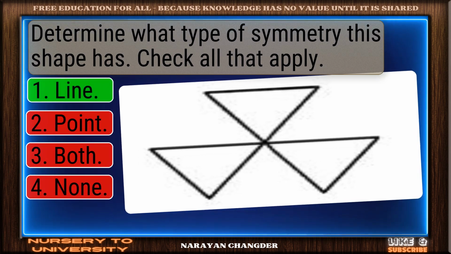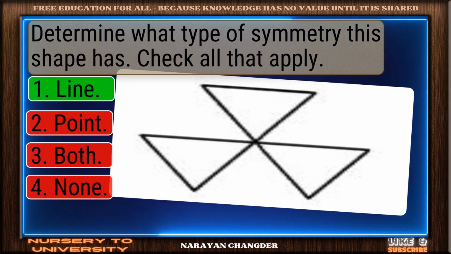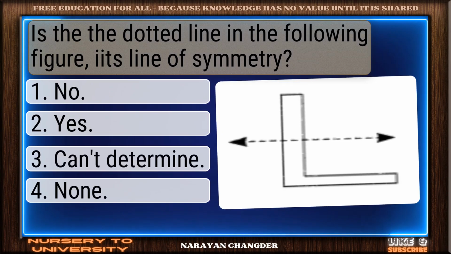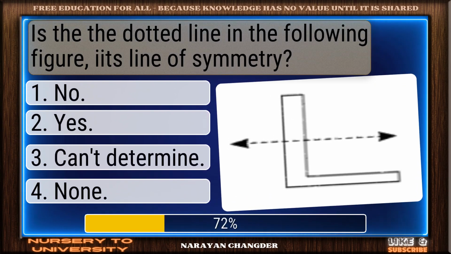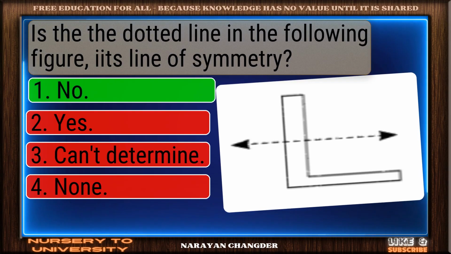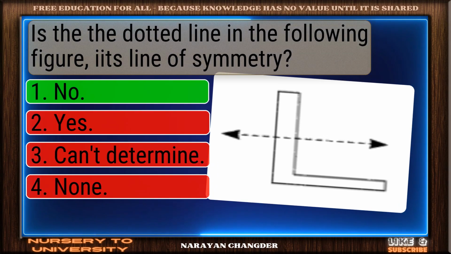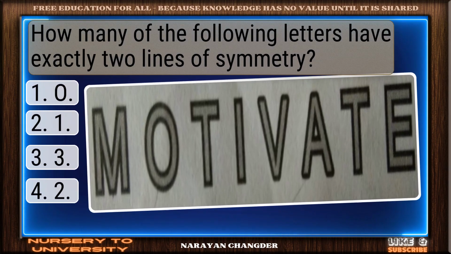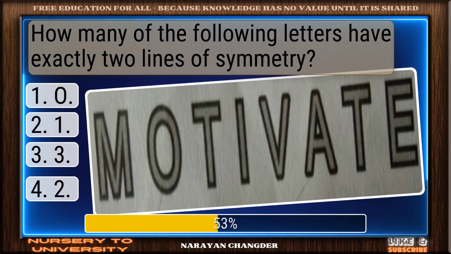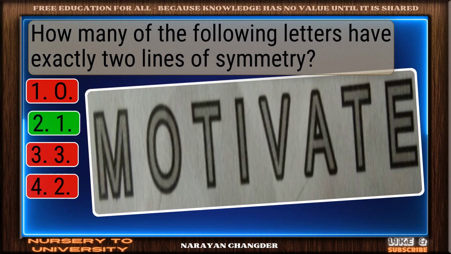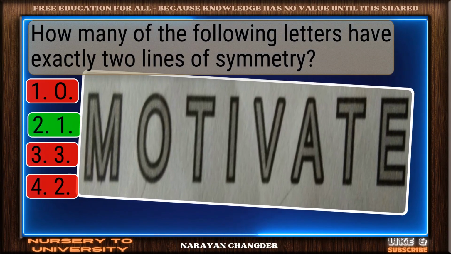You're right. Line is the correct answer. Is the dotted line in the following figure its line of symmetry? Excellent choice. No is the right answer. How many of the following letters have exactly two lines of symmetry? Exactly. One makes sense and it is the right choice.